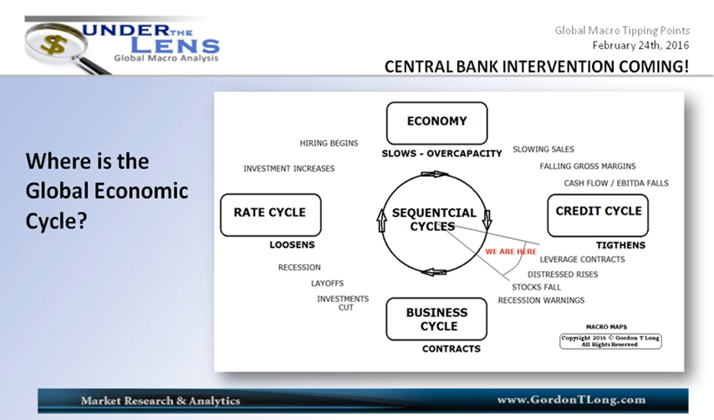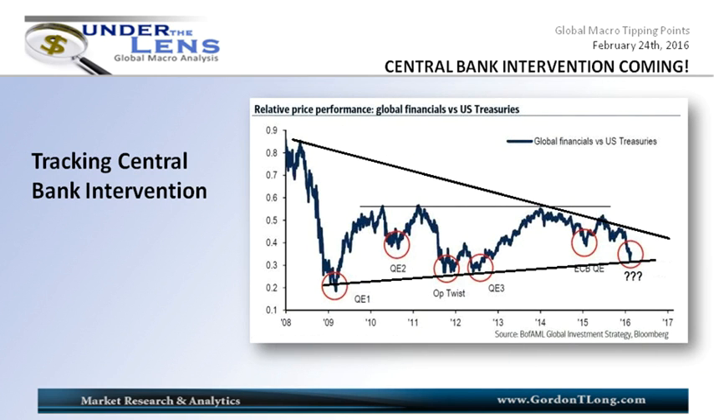We already have evidence of leveraged contracts like CLOs falling and failing in many cases, distressed debt rising, stocks weakening, down 20 to 25% globally, and recession warnings entering the lexicon. The business cycle has likely turned. These are multi-year events, not quarterly events or tradable short-term events. They're long-term trend reversals.